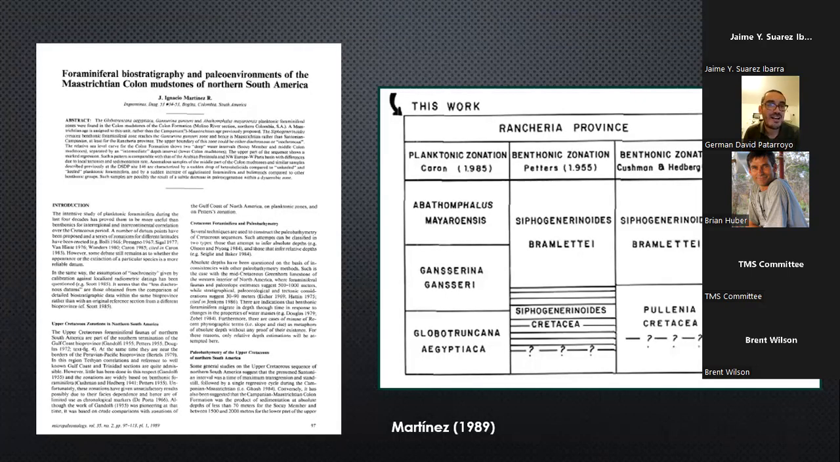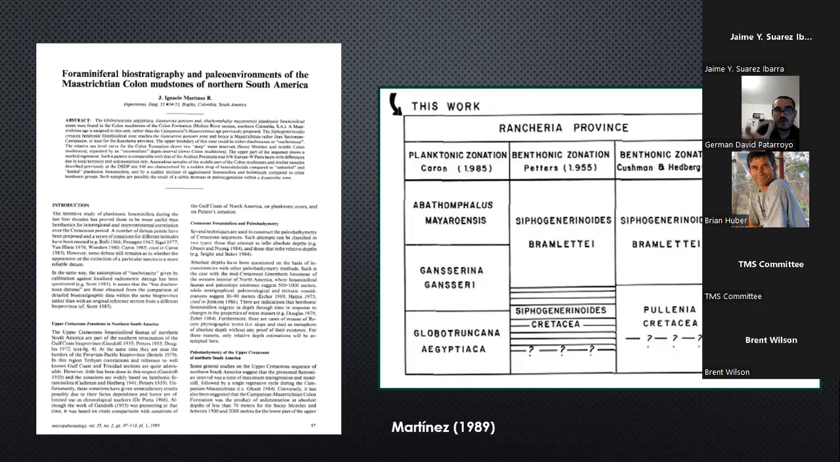Many years passed, and until the 80s, there was another kind of polemic paper, the paper of Gandolfi, that we probably know. But I will refer to this paper of Martinez in 1989, because what did Martinez do? He revisited a locality from the Colón Formation that Gandolfi had actually worked, and he used the planktonic foraminifera zonations in order to calibrate these assemblage zones that Cushman and Herbert proposed in the 40s.